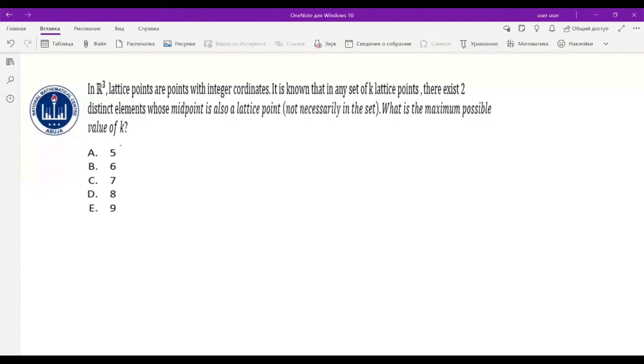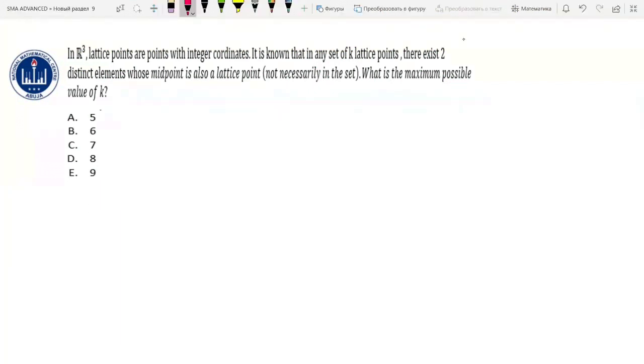And in today's video we are going to tackle the 24th problem from the Senior First Round Maths Olympiad, and it goes like this. In R3, that is the three-dimensional space, lattice points are points with integer coordinates. It is known that in any set of k lattice points, there exist two distinct elements whose midpoint is also a lattice point, not necessarily in the set, of the k lattice points we have. So what is the maximum possible value of k? So this is how the question goes exactly.